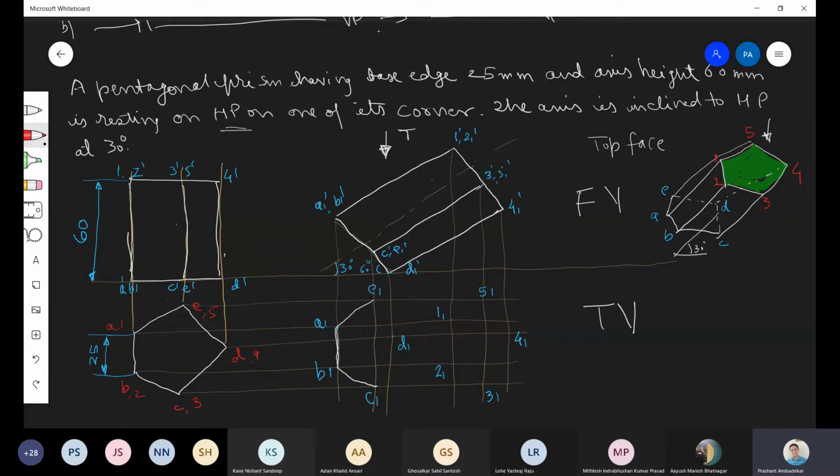And this is resting. It is resting on HP on which point? D. D is on HP, or D is on XY line.